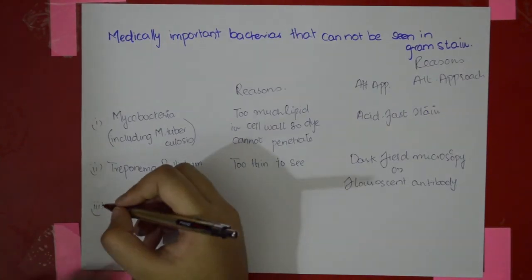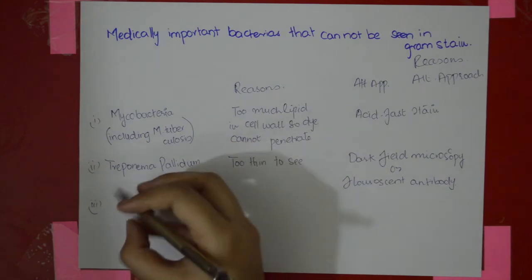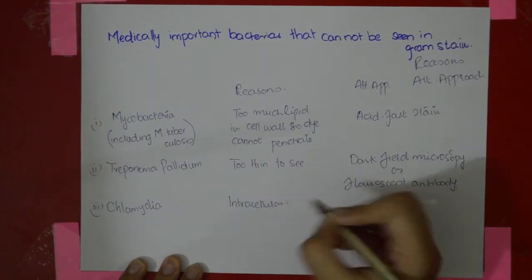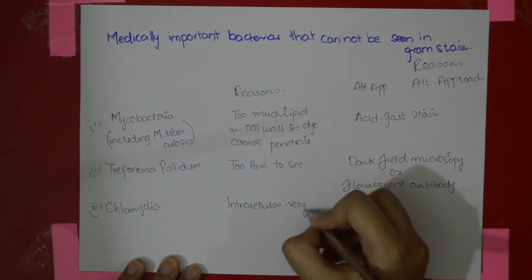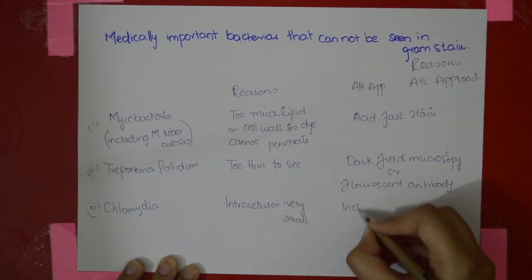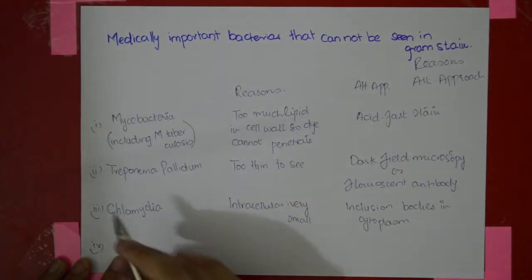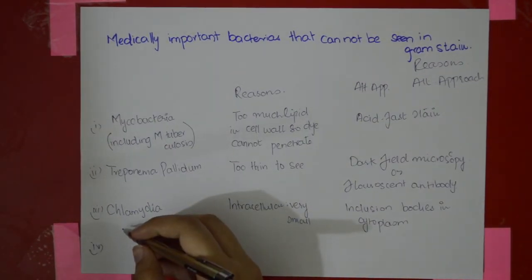The third medically important one we can say is chlamydia. The reason is that it's intracellular, which means that it's very small. And we can see it by inclusion bodies in cytoplasm. So chlamydia. Then the next one is rickettsia.